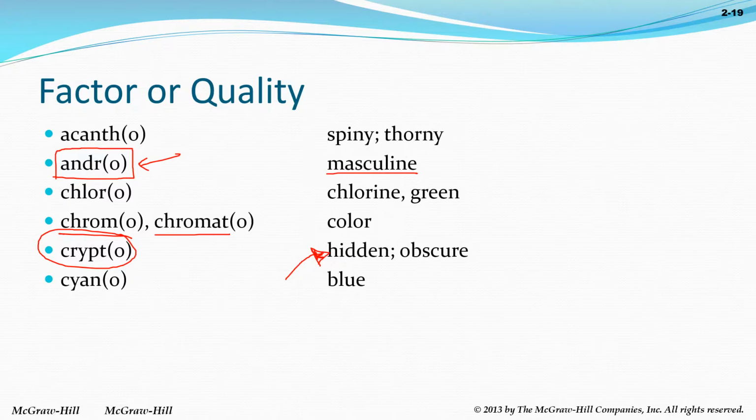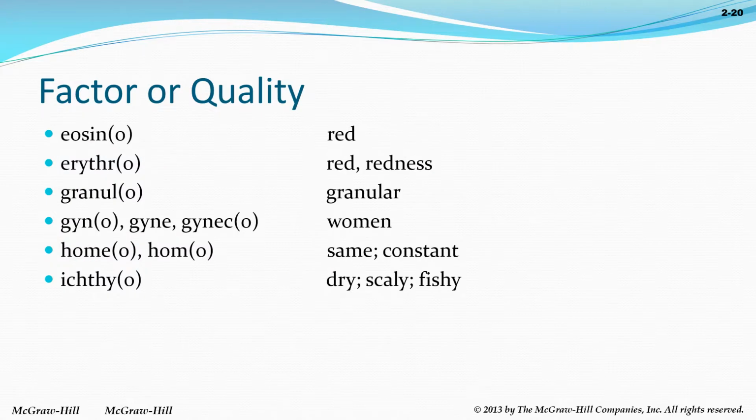Cyan is blue. Hold your breath, you become bluish. They call that cyanosis, a condition of being blue. Know your colors. Very important. So erythro is usually your red blood cells. Eosino, there's other types of blood cells that also stain red.